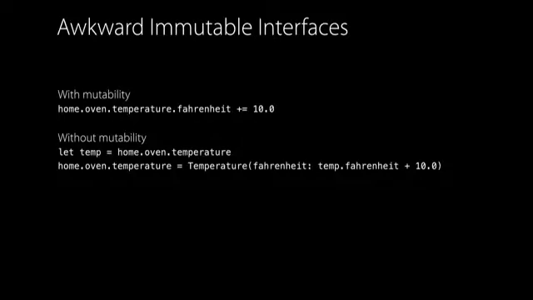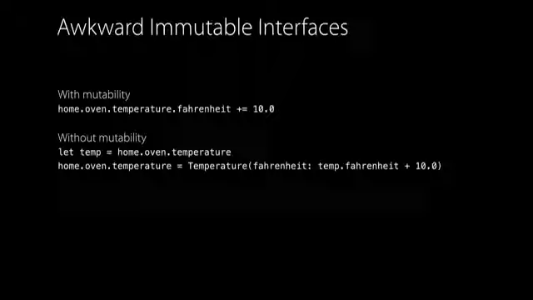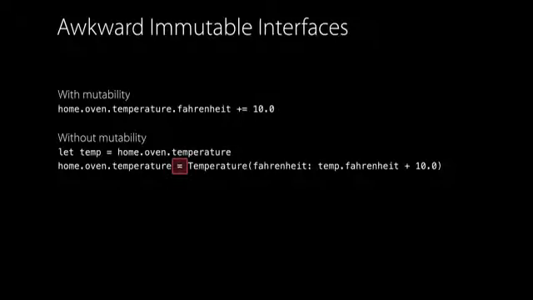There's more code here. We've wasted some time allocating another object on the heap. But in truth, we have not embraced immutability here because we still did an assignment that mutated the oven itself. If we were actually embracing the notion of immutable reference types throughout here, we would be creating a new temperature to put in a new oven to put in a new home. Awkward.